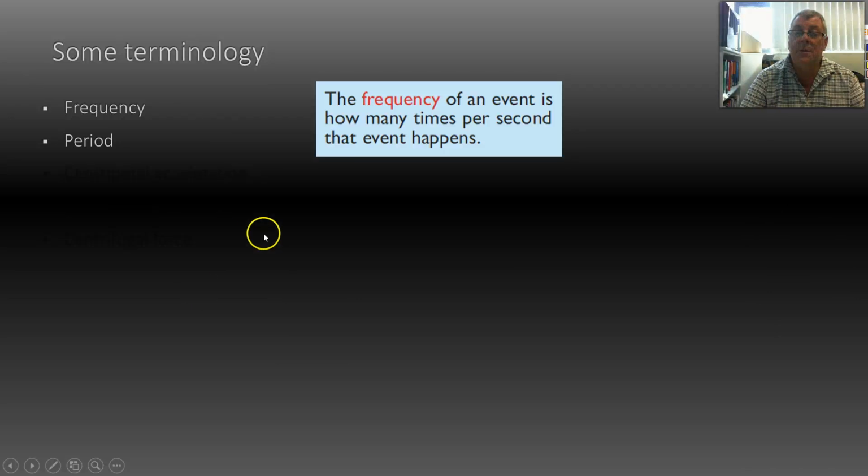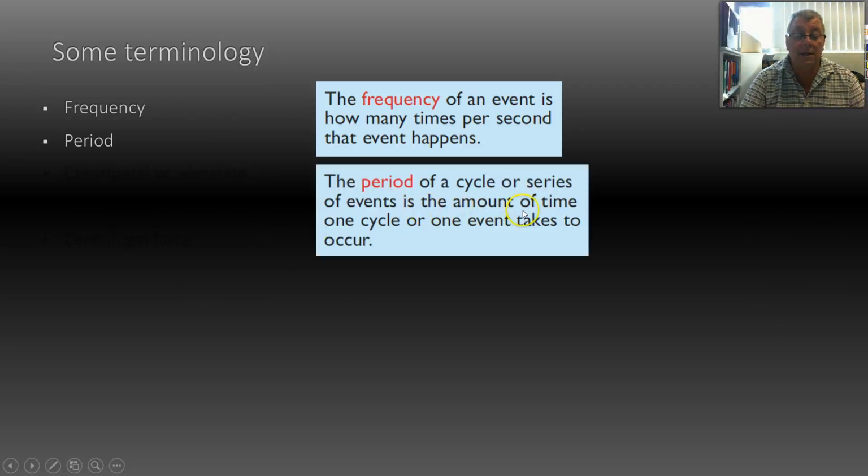The period is the time it takes for one cycle to occur, and by one cycle we mean the repeat of the motion. So in this case we're talking about a circle, so the period is how long it takes to complete one whole circle.